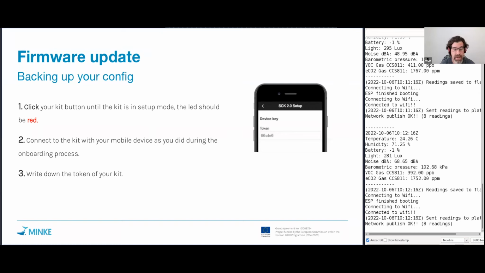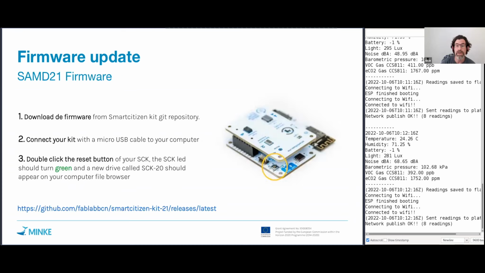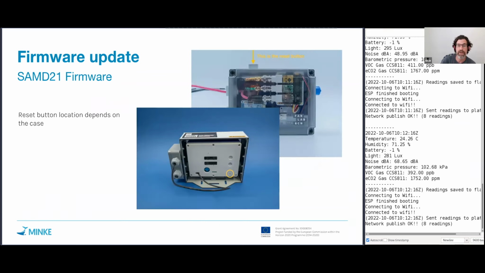So as you remember, the kit has a reset button on the side that we showcase here on this slide. Depending on the type of case and the type of kit that you have, you will find it, as you can see here, in different places. Maybe you will have a water sensor like this in the MINKE project, and you will have to click it externally, with a pen or something like that.